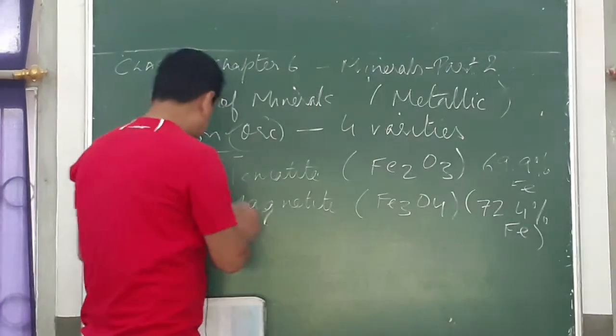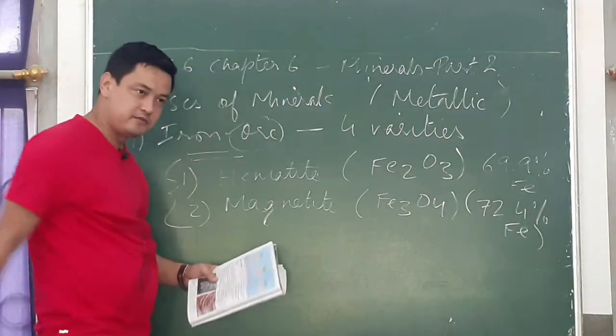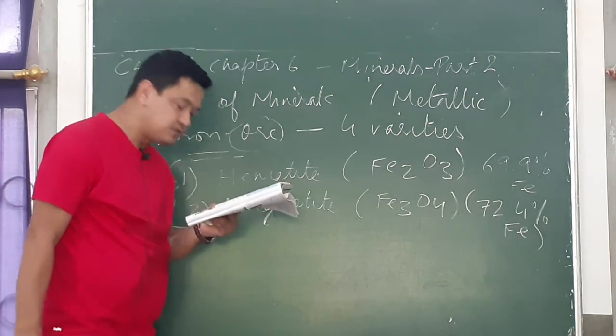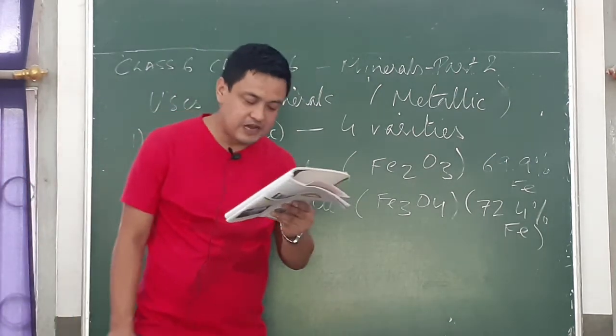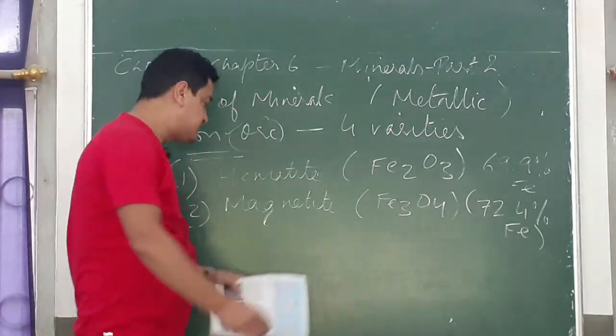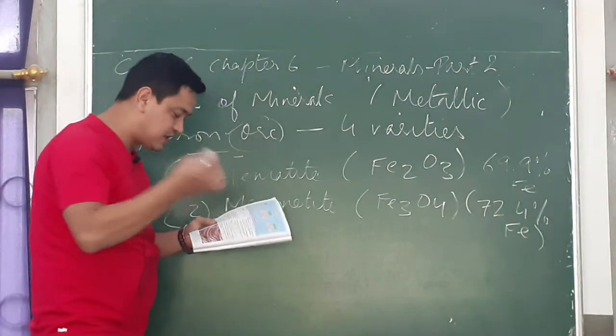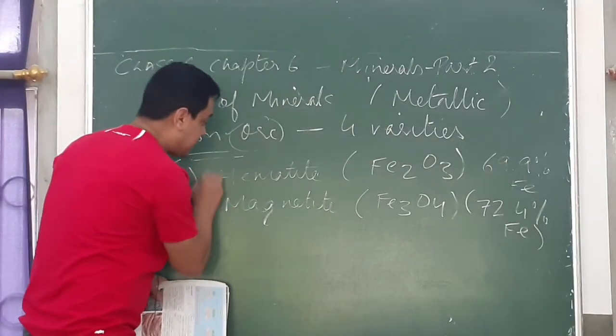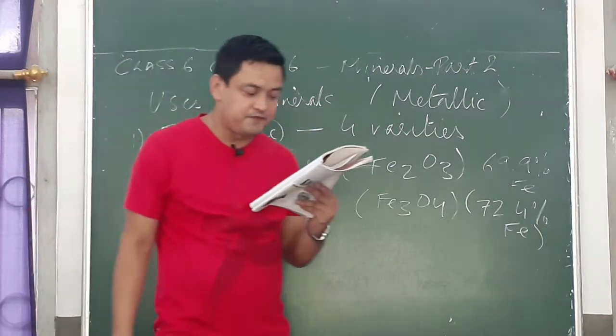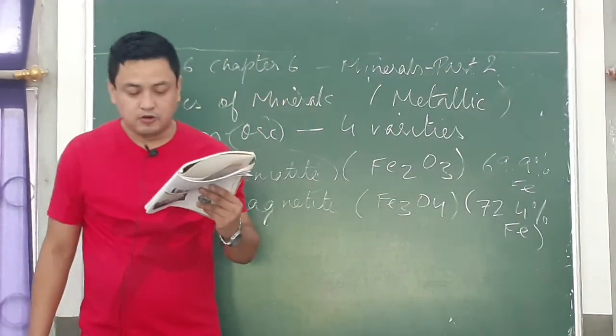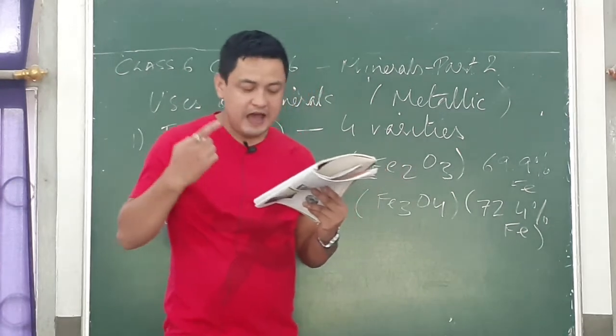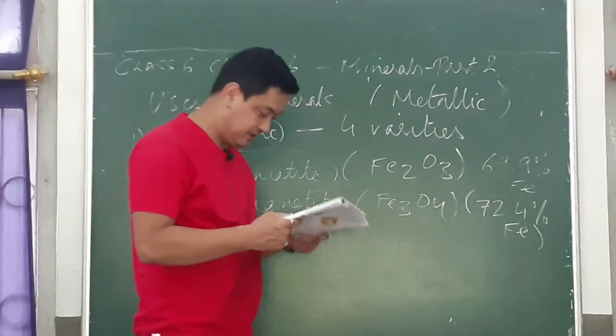So these two are the most important iron ores that are found in Bihar, Jharkhand, Orissa, Madhya Pradesh, Chhattisgarh. So in Bihar, Jharkhand, Orissa, Madhya Pradesh and Chhattisgarh, hematite is found. Whereas magnetite is found in Tamil Nadu, Karnataka, Andhra Pradesh and also Kerala.